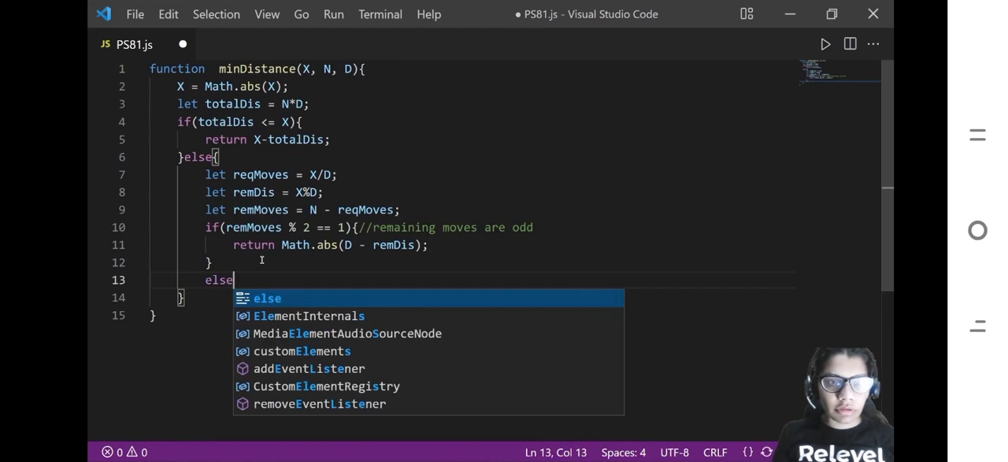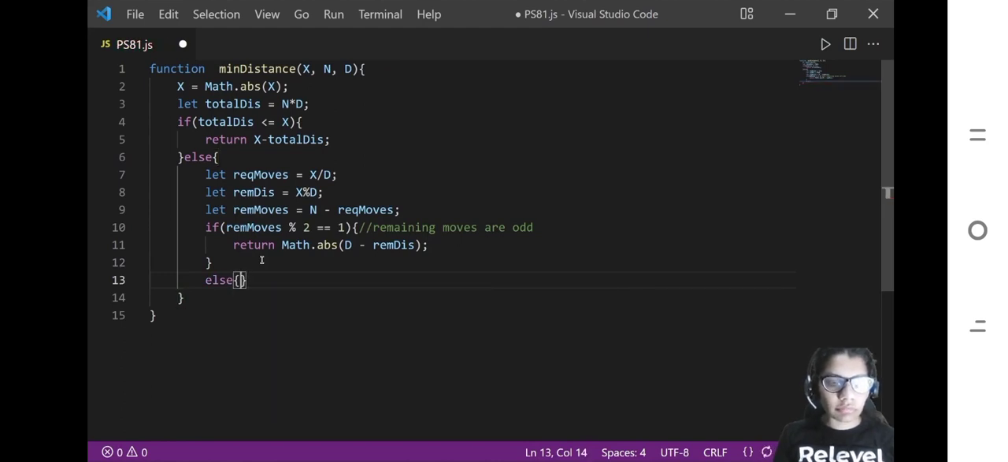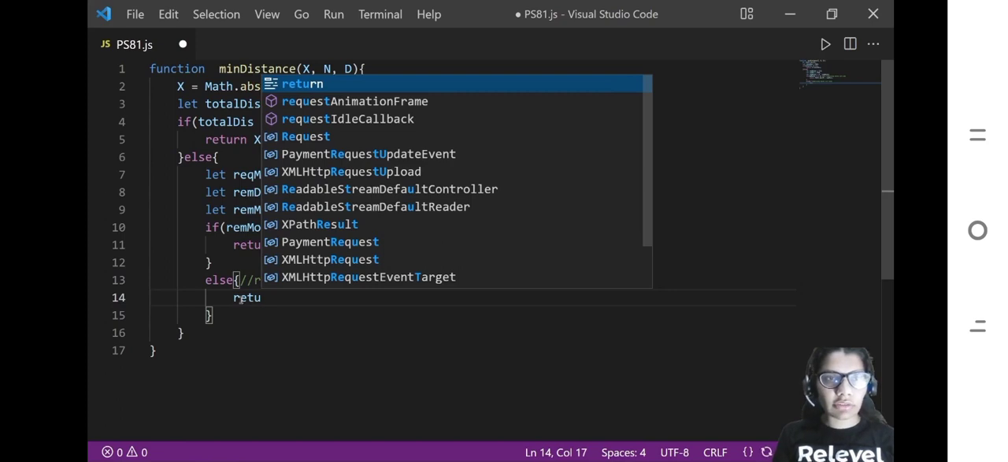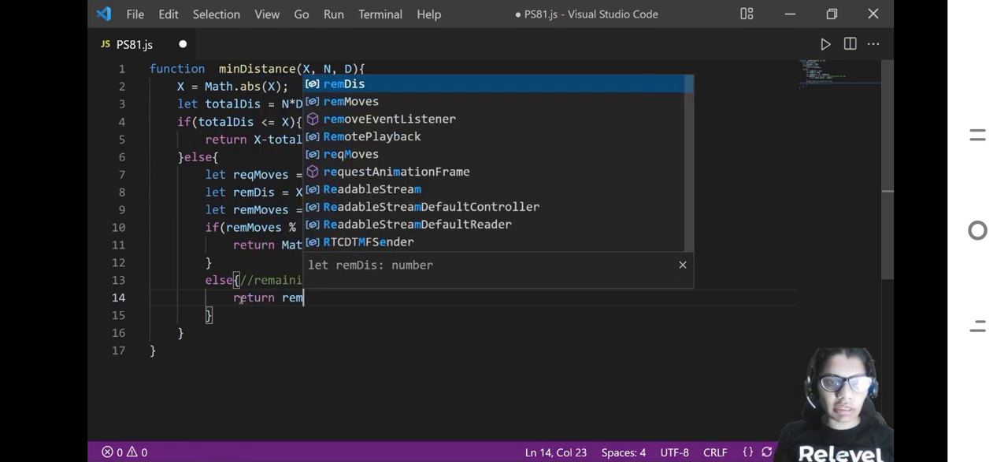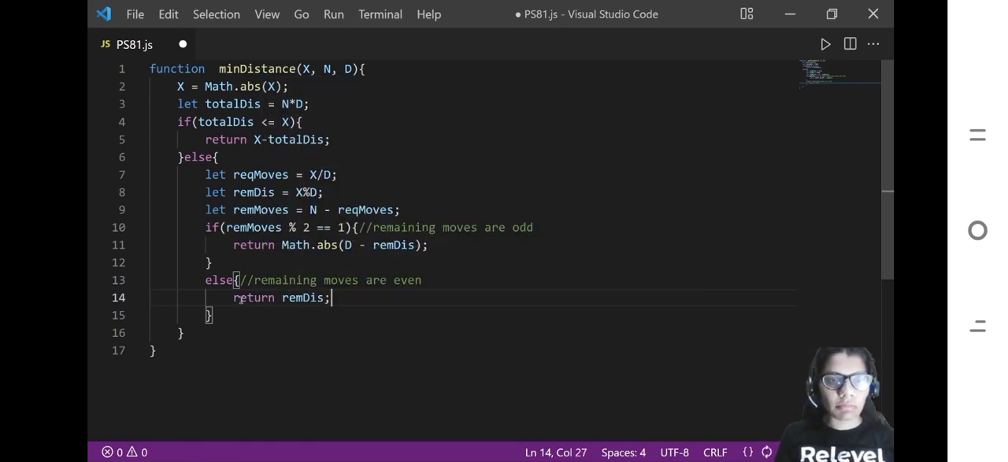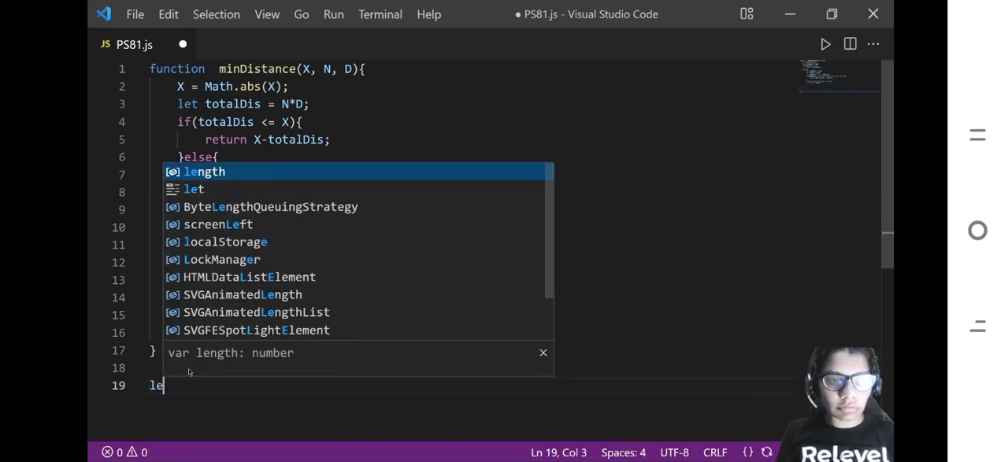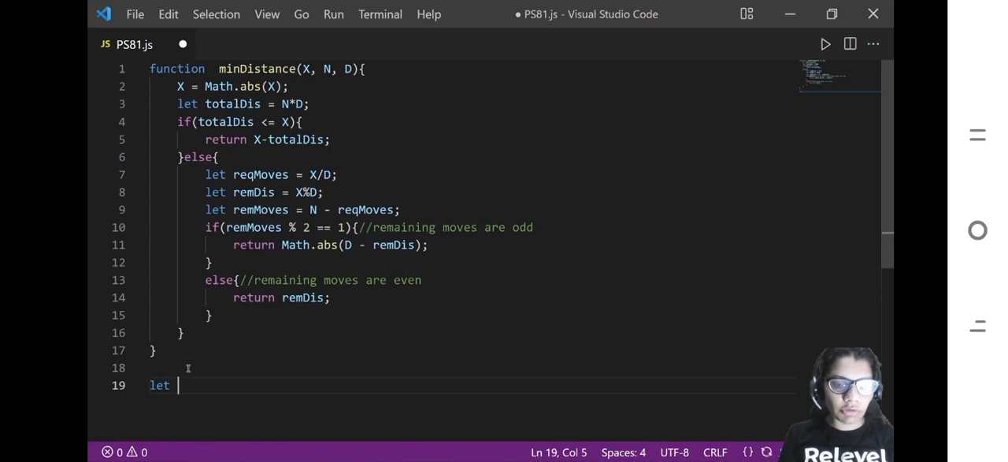Otherwise, if your remaining moves are even, in that case your distance would be only your remaining distance. So in that case, you can return your remaining distance as your minimum distance possible. So let's just try this particular code on different cases.